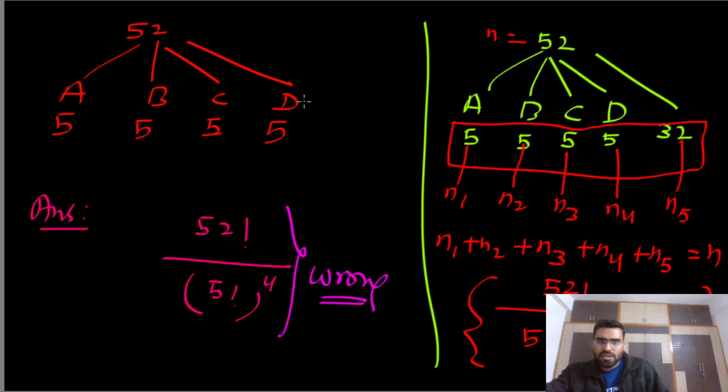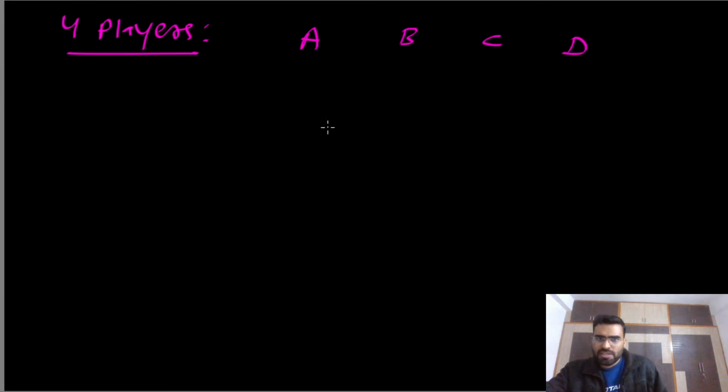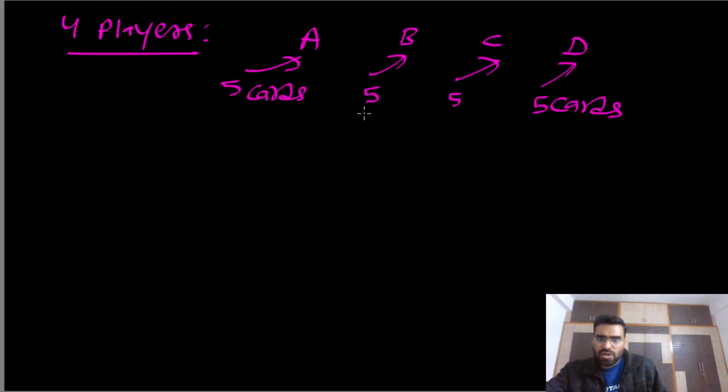Using the formula you can solve like this, but if you want you can apply the logic also, because logic is always important. So you have 4 players, A, B, C, D, and we want to give 5 cards to each. This one should get 5 cards, he should get 5 cards, he should get 5 cards, and he should get 5 cards. Everyone should get 5 cards. Now, very simple.